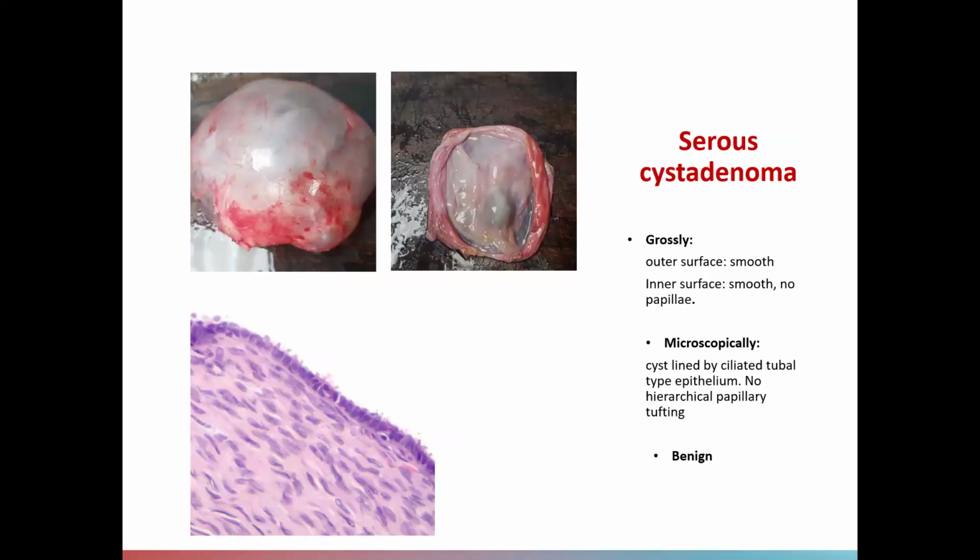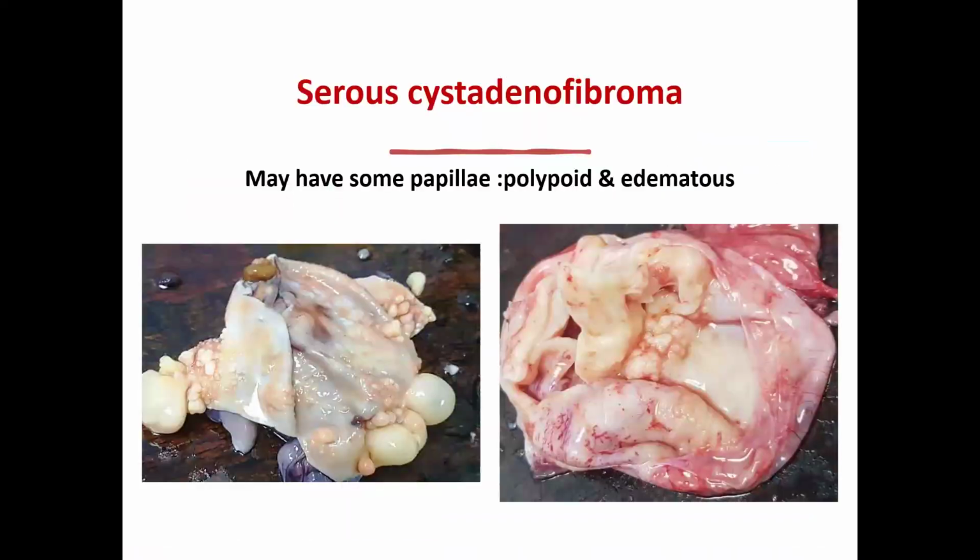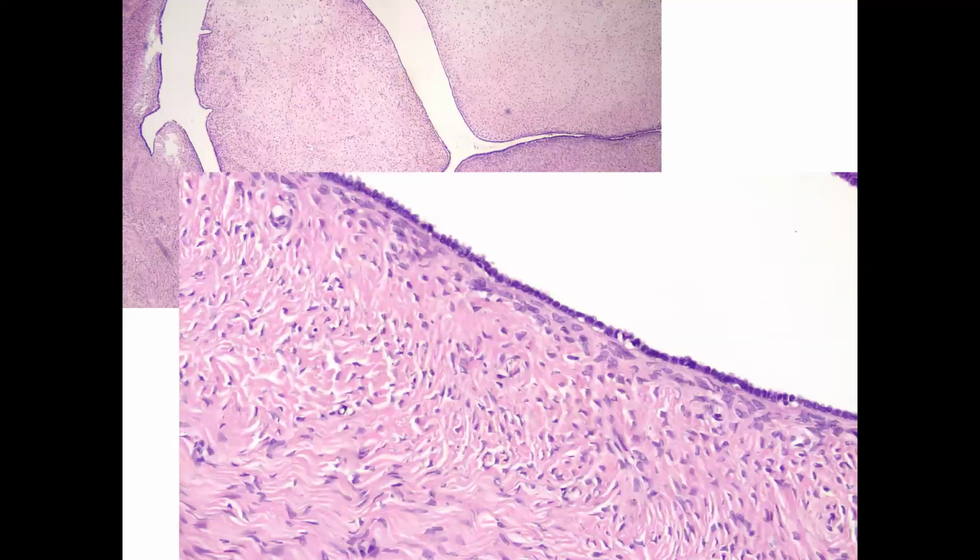It's just a cyst with a thin wall, smooth outer and inner surface, no solid component or papillary excrescences, and lined by bland serous epithelium. It can also have a solid component and firm papillary structures inside it. We call it serous cystadenofibroma. But these papillae show no epithelial proliferation. It's just large fibromatous papillae. So this is a serous cystadenofibroma, and this is also a benign category.